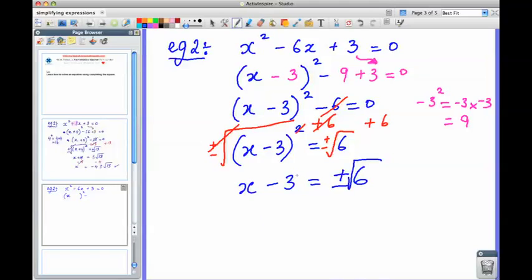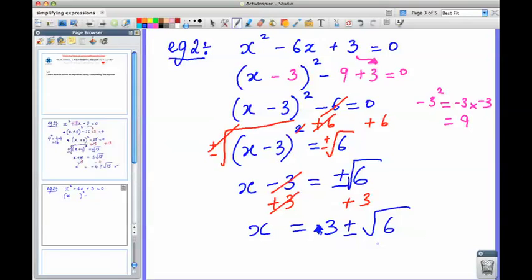And finally I'm going to get rid of the minus 3, and the opposite operation to minus 3 is plus 3. So I'm going to add plus 3 on both sides, and that's going to cancel it out, and I'm left with x is equal to 3 plus and minus square root of 6. Okay, so I hope that was clear to you.